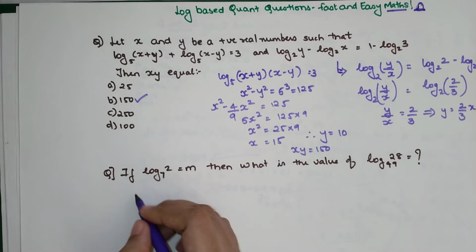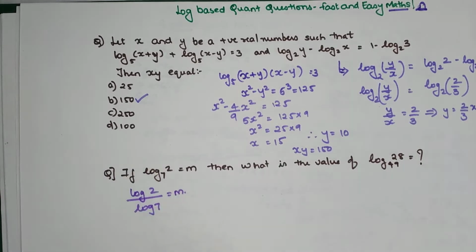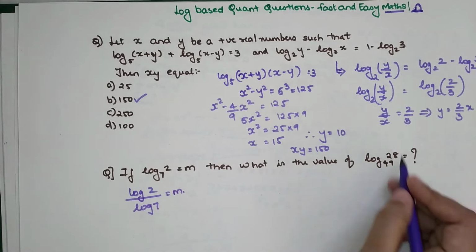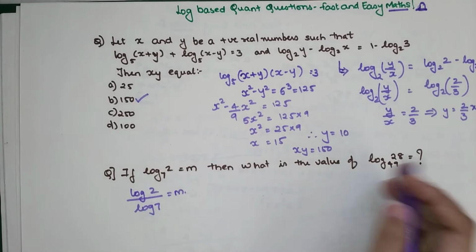Now here what they have given is log of 2 upon log of 7 is equal to m. This is what is given to you. Now let's try to convert everything in terms of log of 2 upon log of 7 so that we get everything in terms of m.